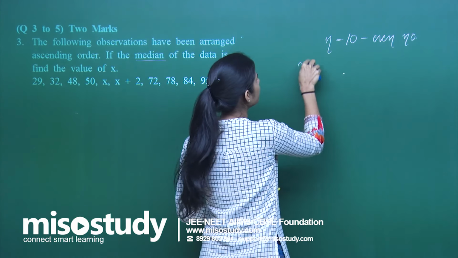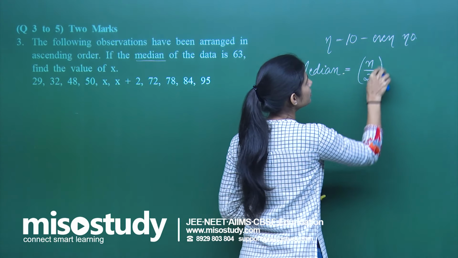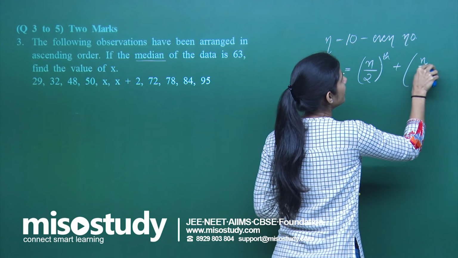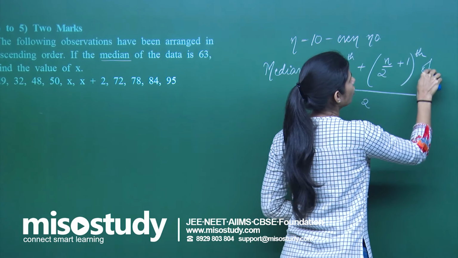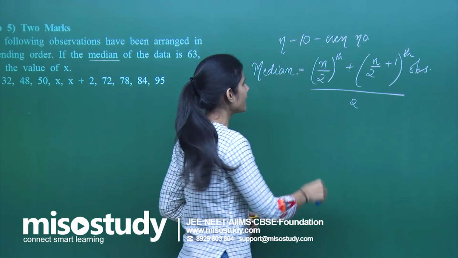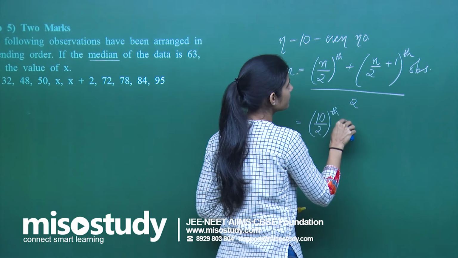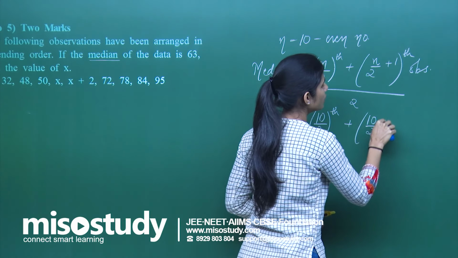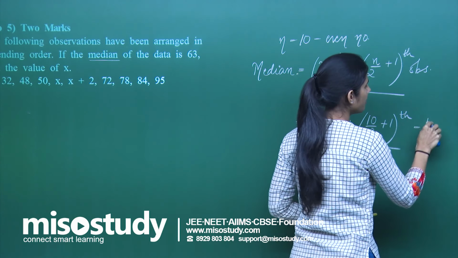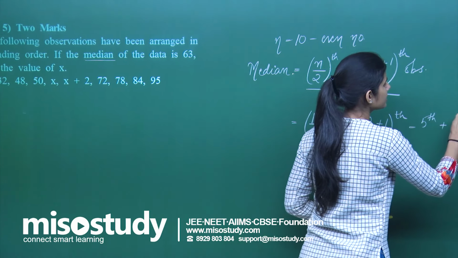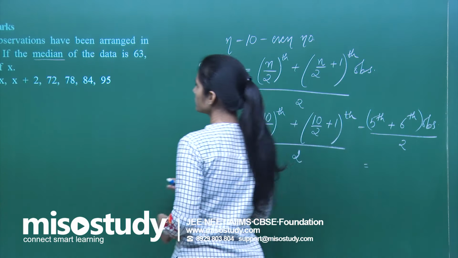And therefore you know median is what? It is the value of n by 2 plus n by 2 plus 1th observation upon 2. That means you catch hold of the n by 2th observation, 10 by 2th observation, that is 5th observation, plus 10 by 2 plus 1, that is 6th observation, divide their sum by 2. That means 5th plus 6th observation upon 2.